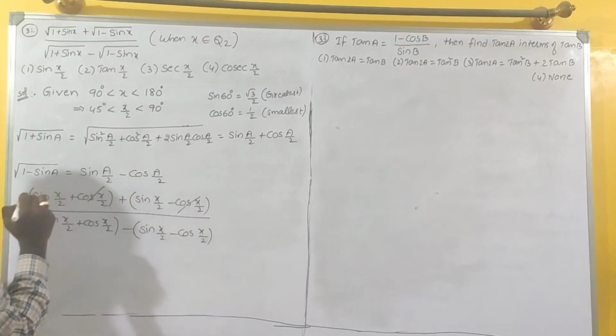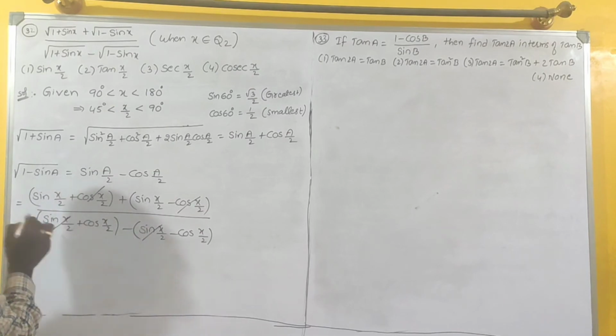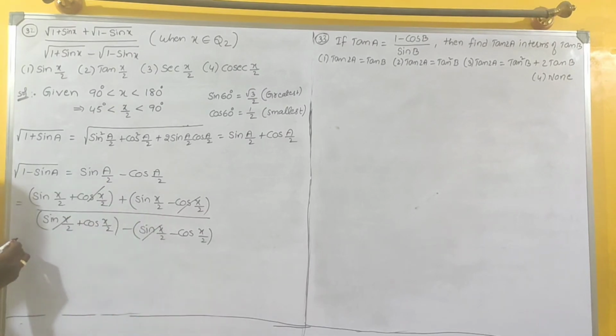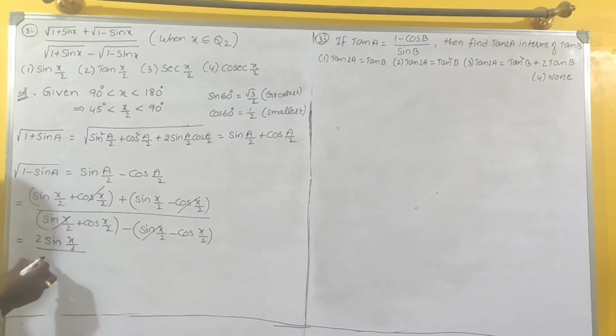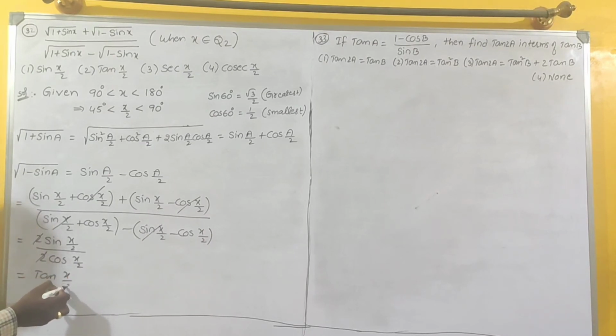Here cos gets cancelled. Here sin gets cancelled. Sin plus sin, 2 sin. Cos minus of minus plus cos, 2 cos. 2 gets cancelled. Then sin by cos, that is nothing but tan x by 2. Tan x by 2 is which option? Second option. Here you will get a doubt.